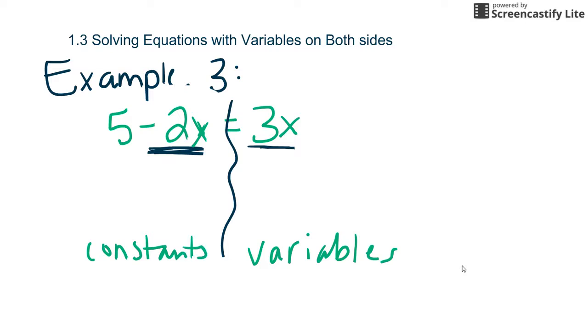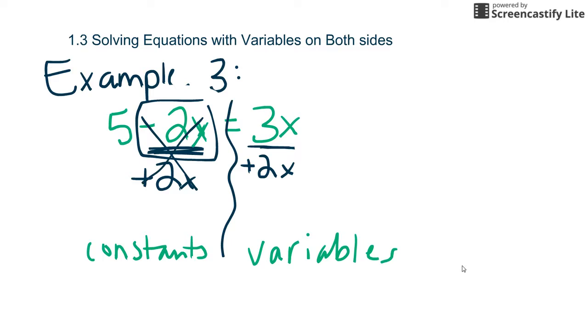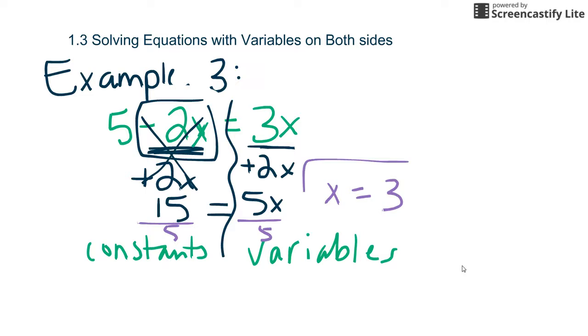Now I see a negative 2x, so in order to move it, I have to plus 2x, and plus 2x. Cancels that. You're left with 15 equals 5x. And now you're all the way down to a one-step problem. Divide by 5, x equals 3. So you're still getting to a solution. It just happens to be that variables are on different sides to start.